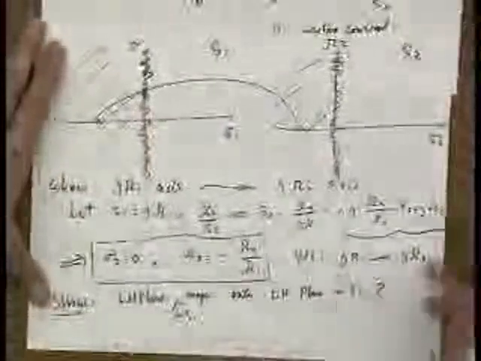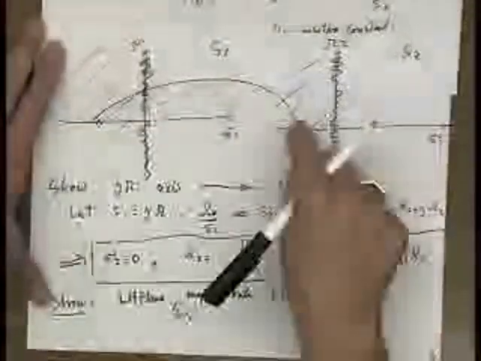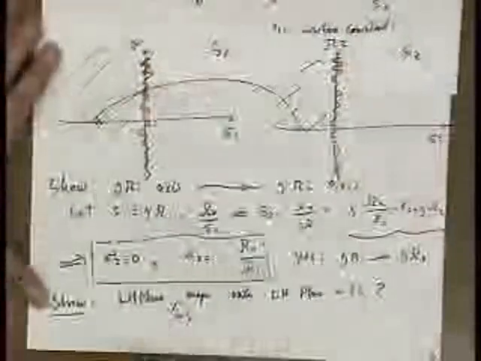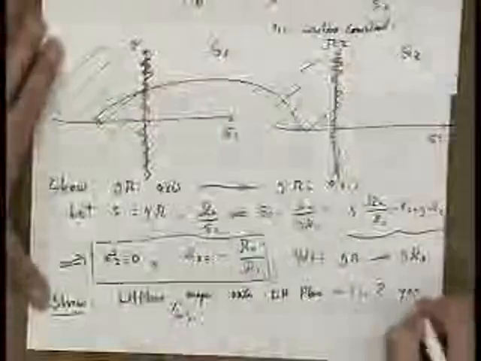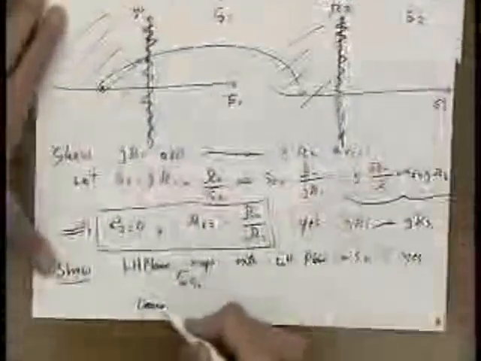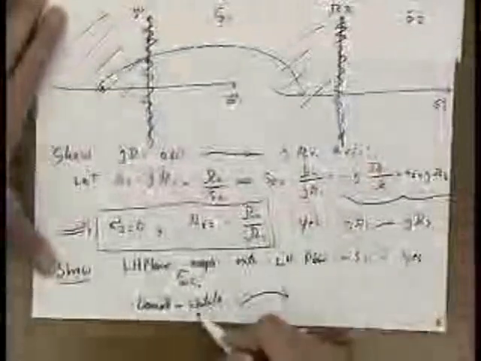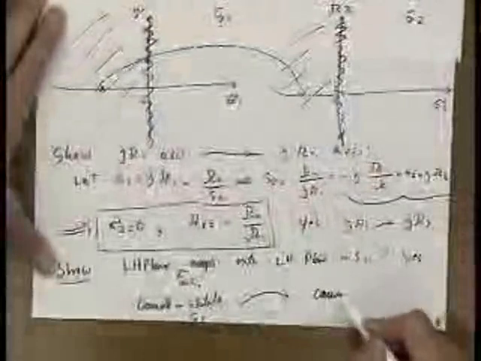Just because the mappings are continuous, as long as you prove that one point on the left half plane here gets mapped into one point there, you can pretty much conclude that the entire left half plane gets mapped into the entire left half plane there. So the answer is yes, and therefore from here we can conclude that causal plus stable in S1 gets mapped into causal and stable in S2.